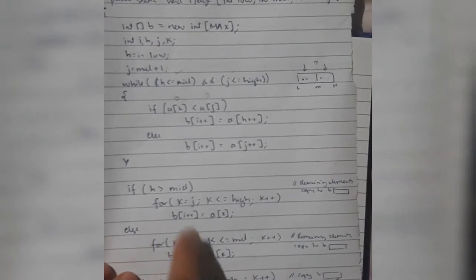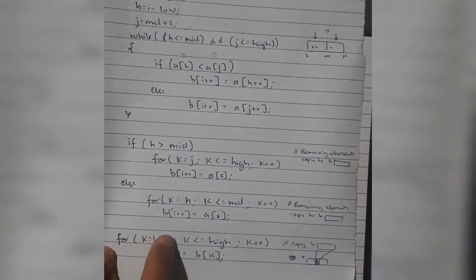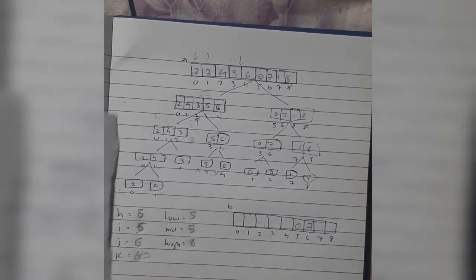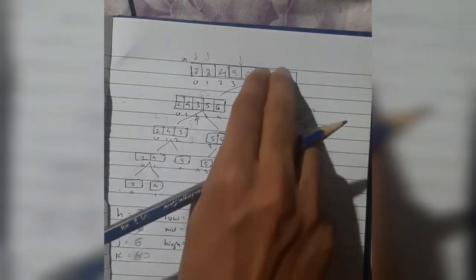Else will not be executed since we have executed the if statement. Then this one here, k is equal to low. K will run from low to high. That means from 5 to 6, low is 5. See here, low is 5 and high is 6. So 5 to 6 it will run and copy these values to the main code.